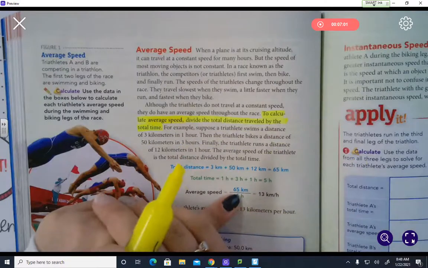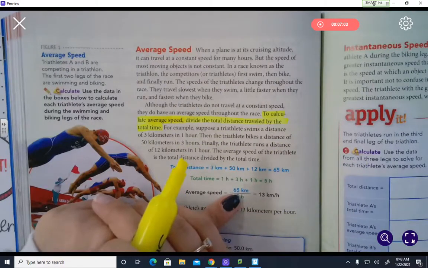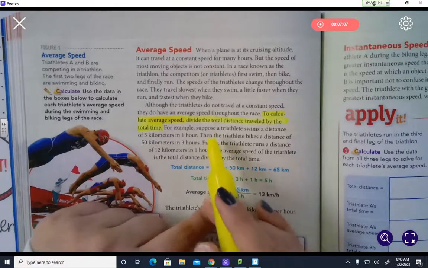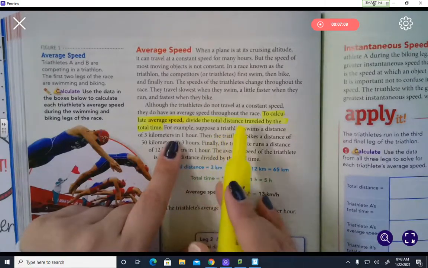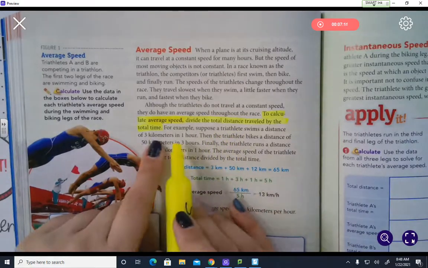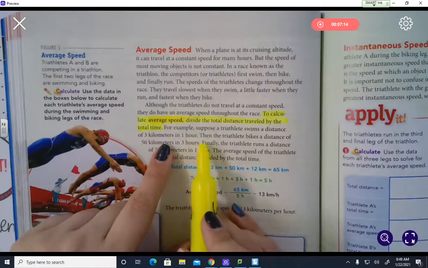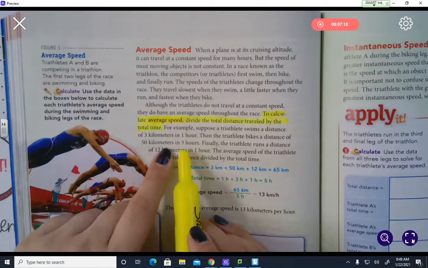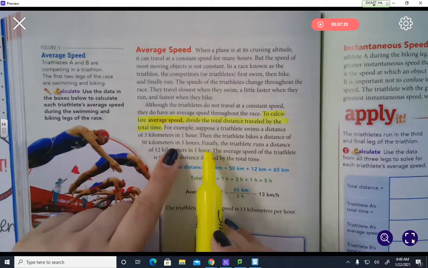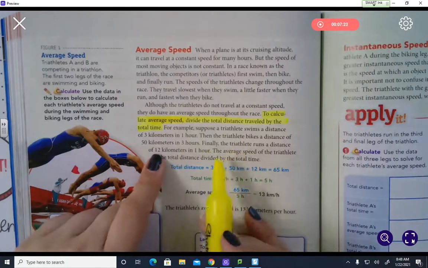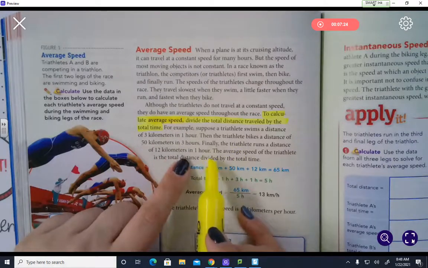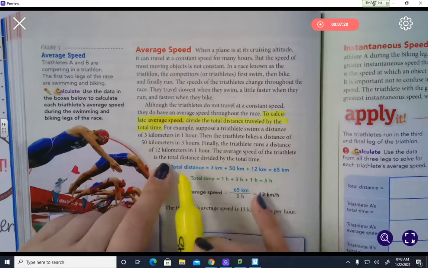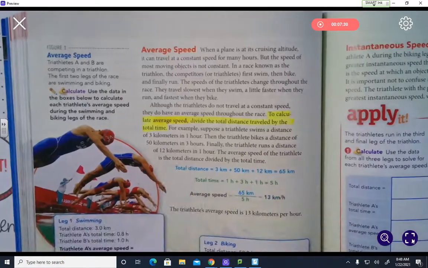To calculate average speed, you divide the total distance traveled by the total time. For example, suppose a triathlete swims a distance of 3 kilometers in 1 hour. Then the triathlete bikes a distance of 50 kilometers in 3 hours. Finally, the triathlete runs a distance of 12 kilometers in 1 hour. The average speed of the triathlete is total distance divided by time.